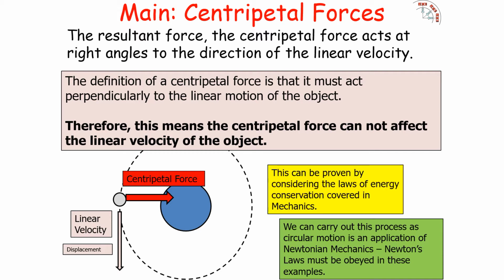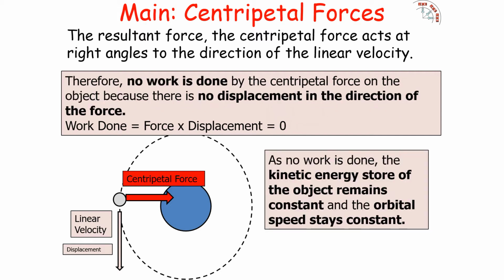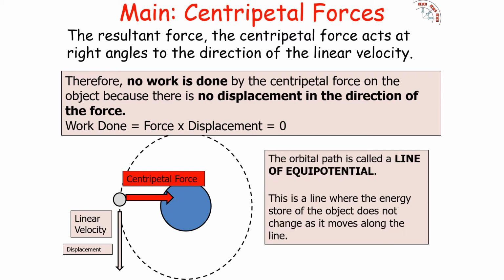Now we can also prove this by considering the laws of energy conservation covered in mechanics. So we know that work done is equal to force times displacement. However, because the centripetal force is perpendicular to linear motion, no work is done by the centripetal force on the object because there's no displacement in the direction of the force. So as no work is done, the kinetic energy store of the object remains constant and the orbital speed stays constant. So we say the orbital path is on a line of equipotential. It's the line where the energy store of the object does not change as it moves along the line.